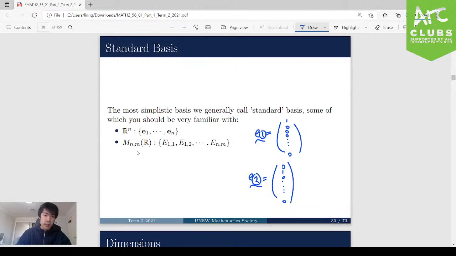The n by n matrices, similar concept. E11 would just be this matrix here. Right. It would just be having the entry 1 in this position, the 1, 1 position. The second matrix would be the same thing, but having the 1 in the 1, 2 position. Okay, and so on.